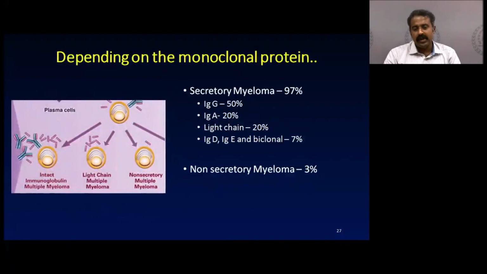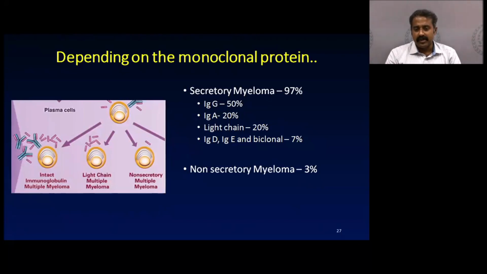Now, depending on the monoclonal protein that is produced, you can have a secretory myeloma where the plasma cell secretes the immunoglobulin heavy chain or a light chain, which is around 97% of patients, out of which the majority produce the heavy chain IgG, which is around 50%. Next comes IgA, which is around 20%. 20% of secretory myelomas produce only the light chain, kappa or lambda, and very rarely you can have heavy chain IgD, IgE, or a biclonal protein in around 7% of patients.